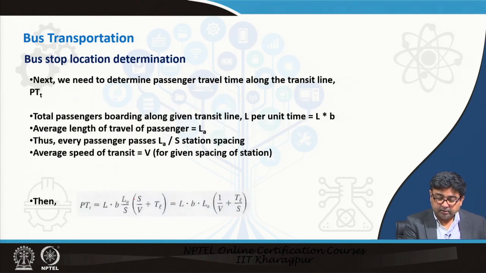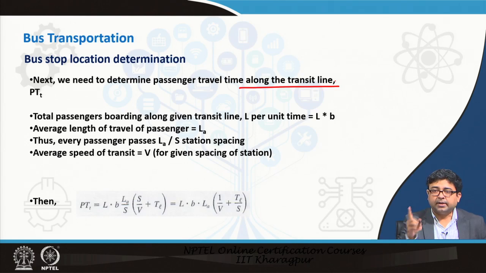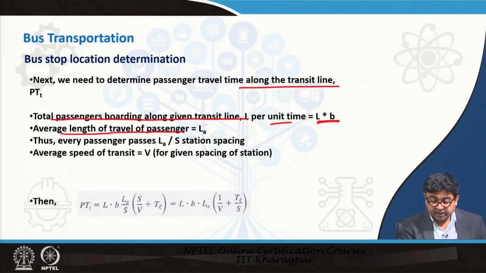And the other travel time that we now have to calculate is the travel time along the transit line, right, access time plus travel time along the transit line. Now, travel time along the transit line will be, if the total passengers boarding along a transit line per unit time is L times B, average length of travel for each passenger. So, each passenger will not travel the entire section of the transit line, right. They may be only traveling a part of that length of the transit line.